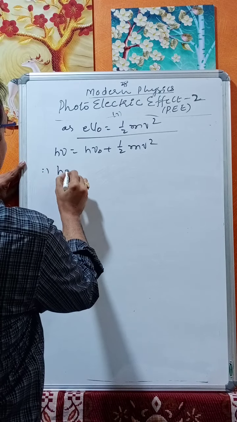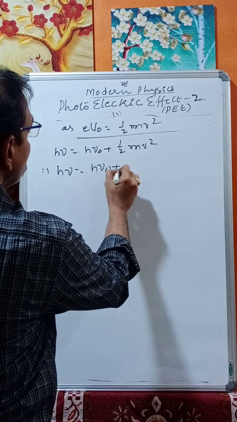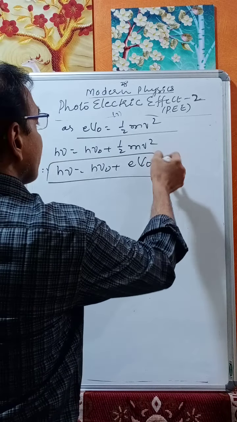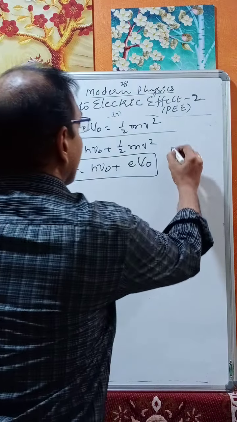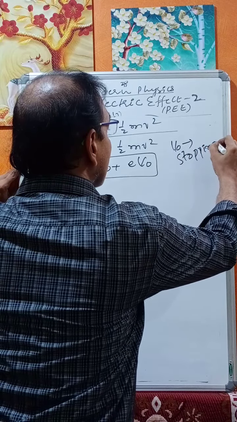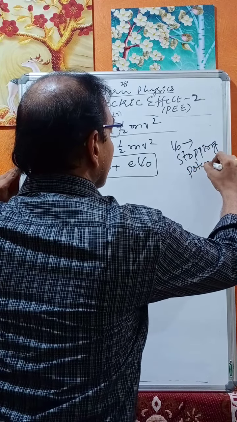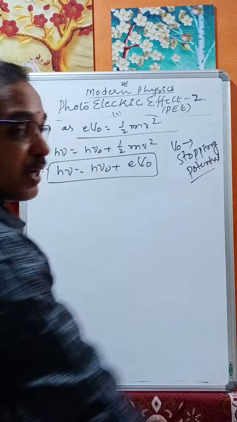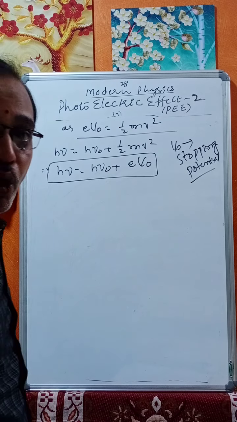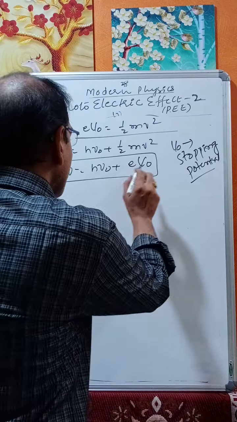This implies h nu equals h nu naught plus eV naught. So we can replace this half mv square with stopping potential V naught. What is V naught? V naught is the stopping potential. I have discussed this in class 1. So h nu equals h nu naught plus eV naught.